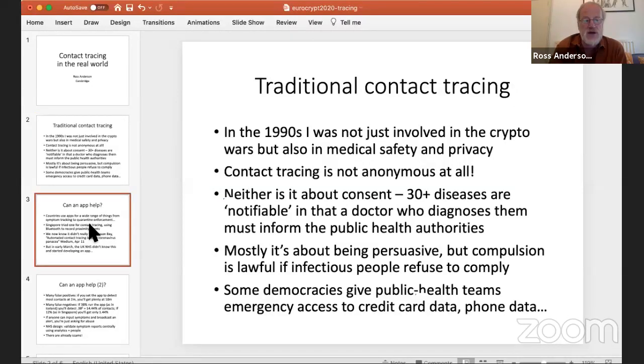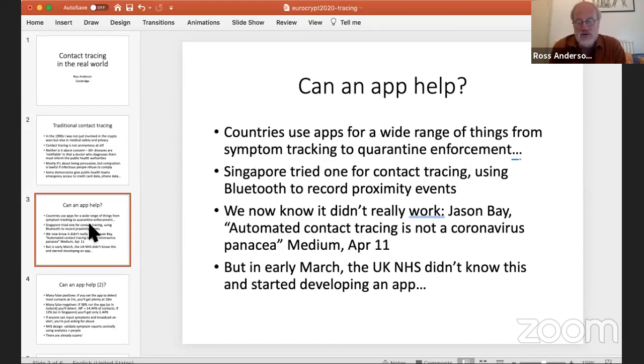In Britain, on the other hand, we've had our intelligence service involved since early March in producing an app. Now, you have to be slightly careful about apps because different countries use apps for a wide range of things, from symptom tracking to quarantine enforcement. And the tendency of governments is to bundle everything into one app. So even if you've got a contact tracing app that claims to be anonymous, the same app may contain lots of stuff that isn't.